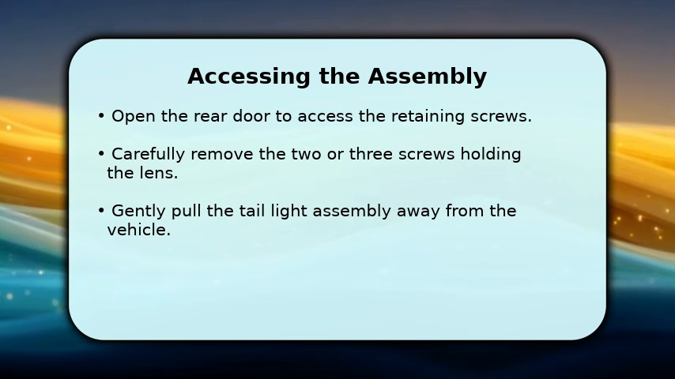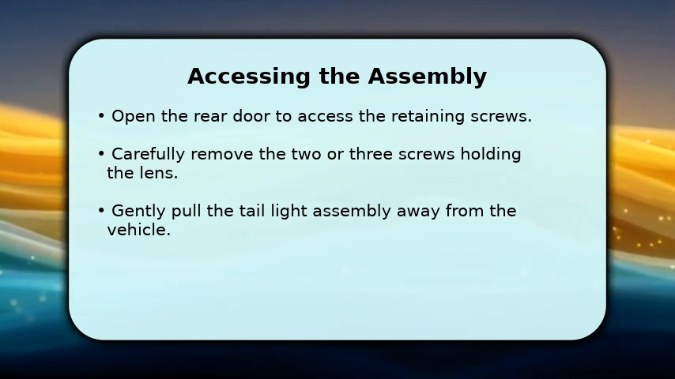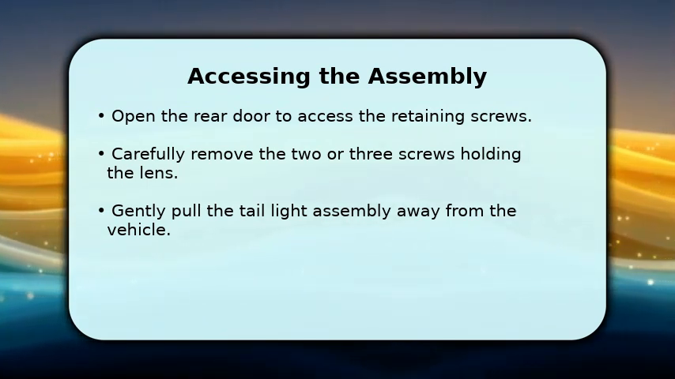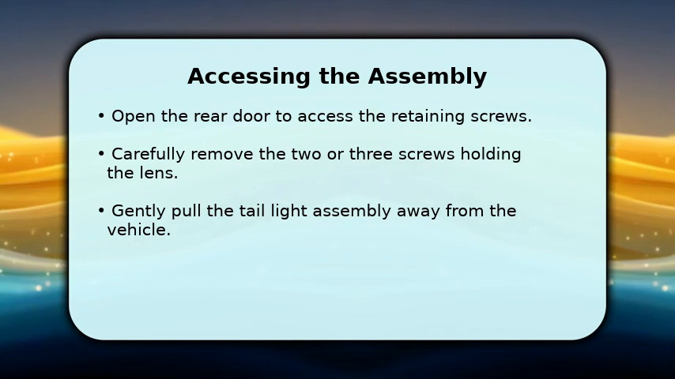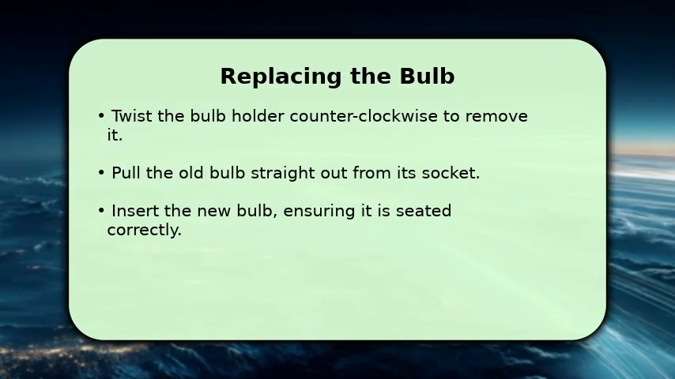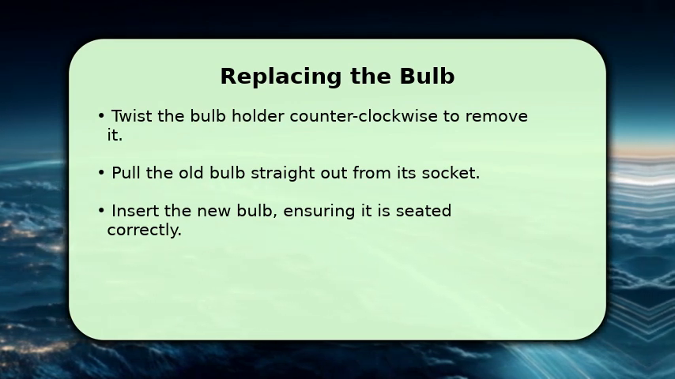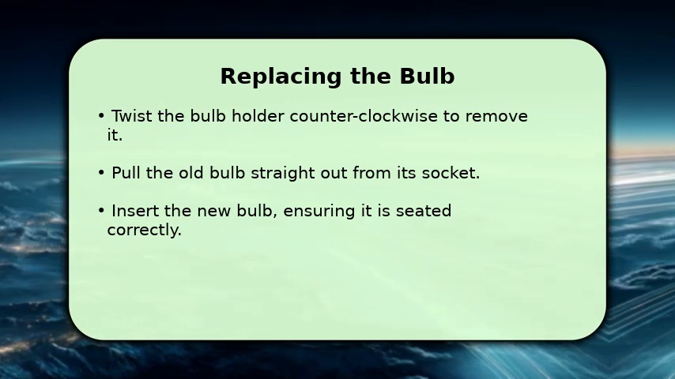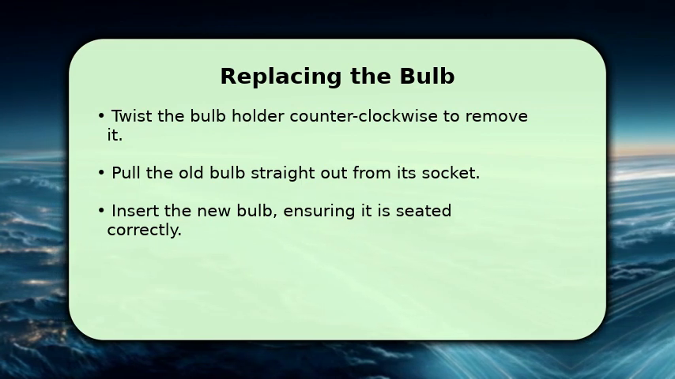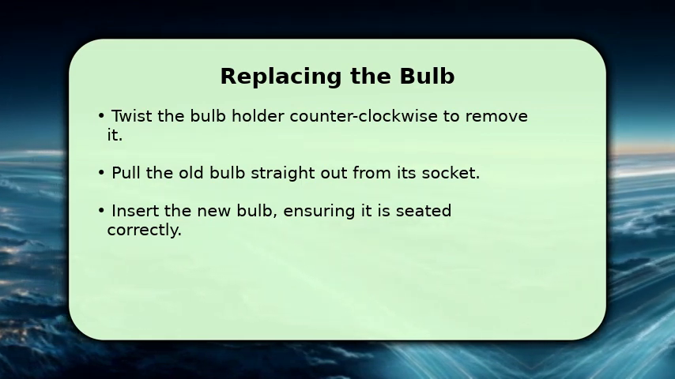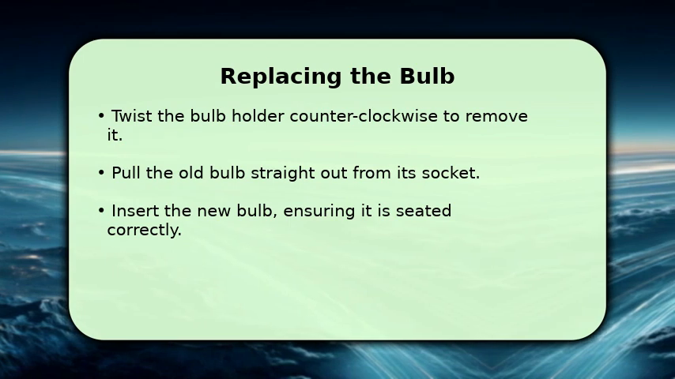Once the screws are out, gently pull the entire tail light assembly straight away from the vehicle body to detach it. With the assembly detached, you can now access the individual bulb holders. Twist the specific bulb holder for the faulty light counterclockwise to release it from the housing. Carefully pull the old bulb straight out from its socket.